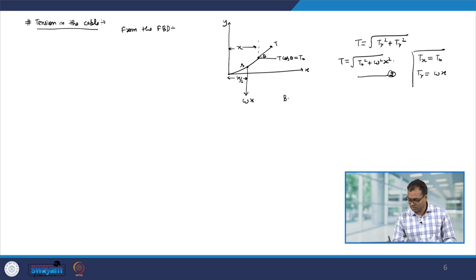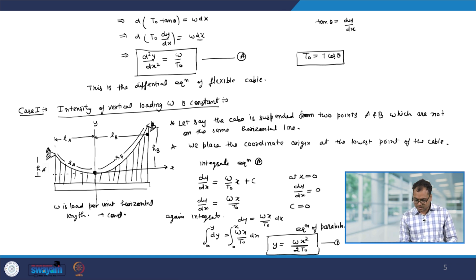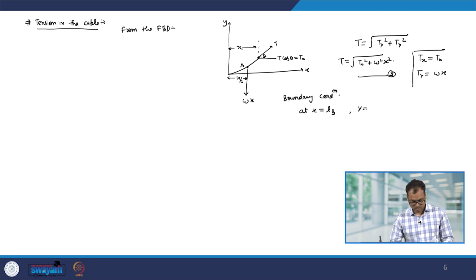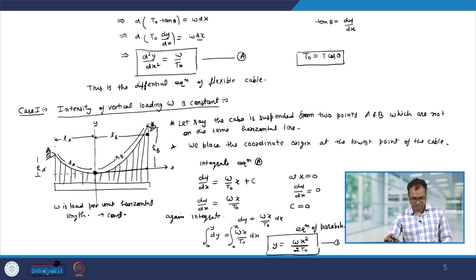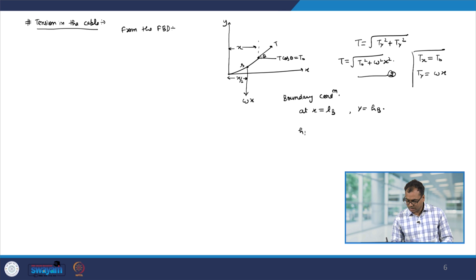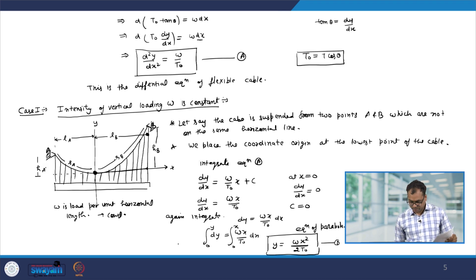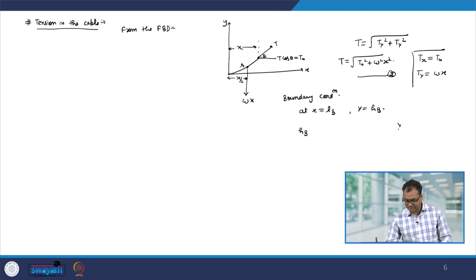So, let us use the boundary condition. Let us use at x equal to LB. So, let us look here at x equal to LB, we have y equal to HB, and we can also use equation number 1, which is the equation of parabola. So, let me just write down this equation. So, we have y equal to W x square over 2 T naught. This was our equation number 1.